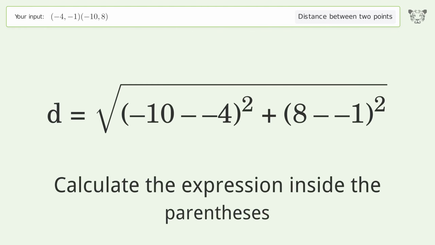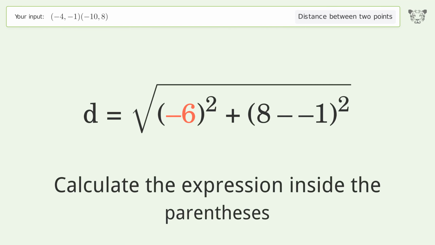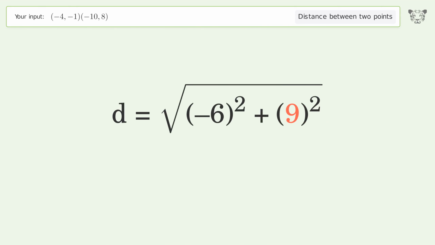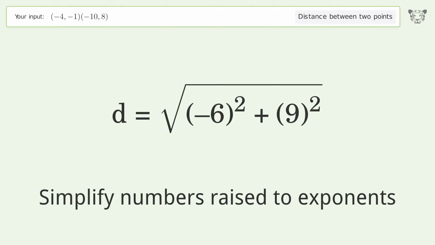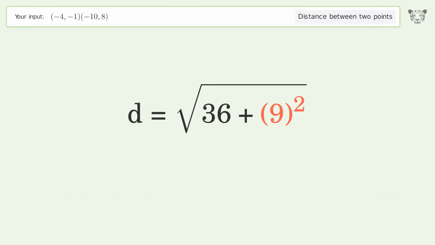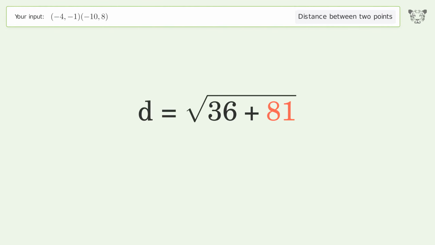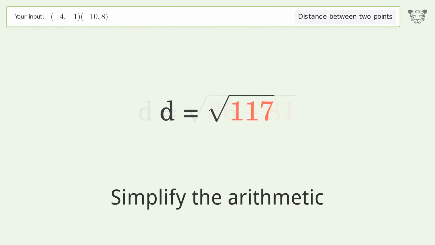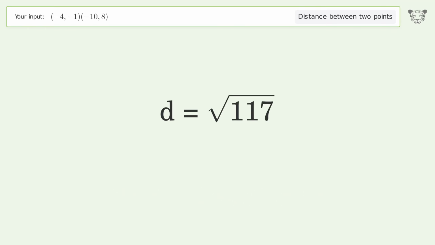Calculate the expression inside the parentheses. Simplify numbers raised to exponents. Simplify the arithmetic. And so the distance between the 2 points is the square root of 117, or 10.817.